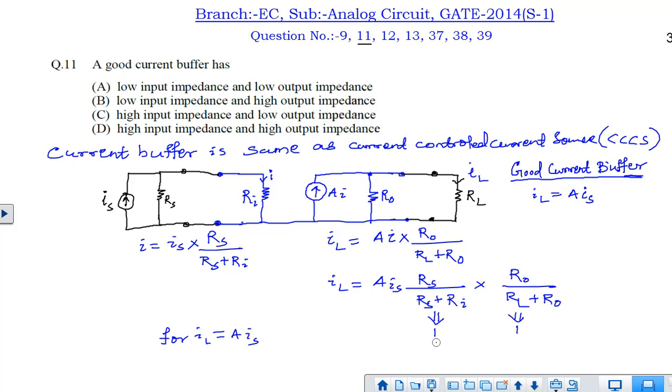So this is the condition. This factor should be much closer to 1 and this factor should be much closer to 1. For this, Ri should be much less than Rs and R0 should be much greater than RL. So the input impedance should be low and the output impedance should be high for a good current buffer. Among the options, B is the correct answer, that is low input impedance and high output impedance. Thank you.